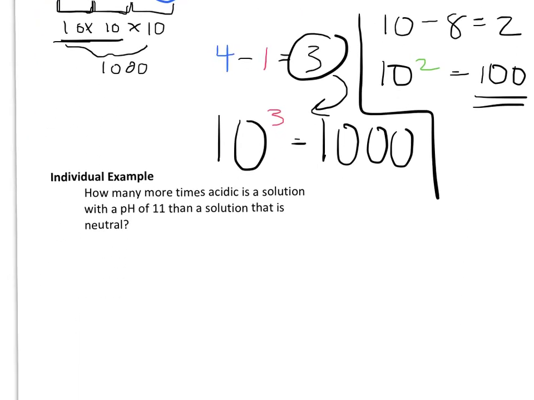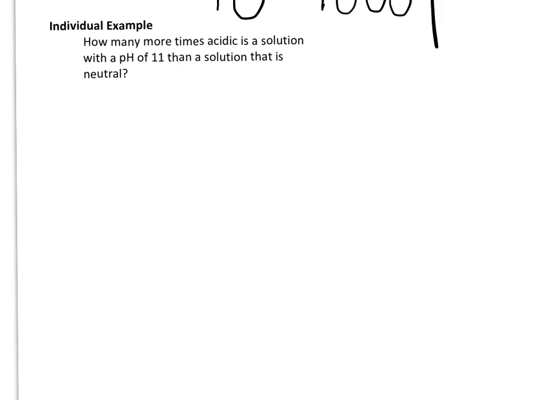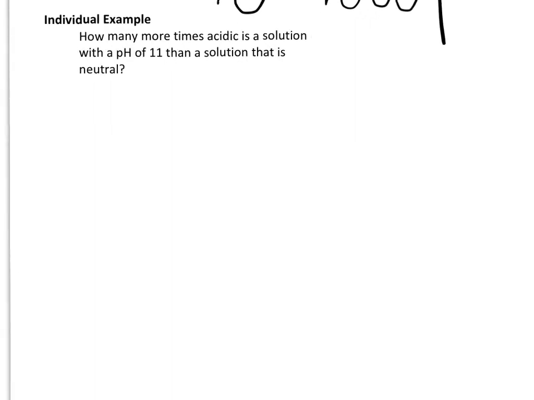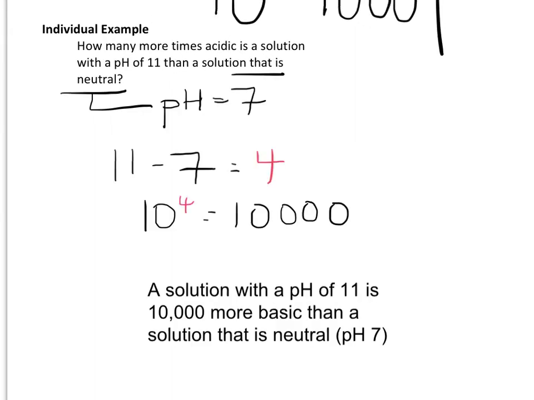Now let's scroll down here and you can pause the video to do this individual example. So looking at this example, it says how many times more basic is a solution with a pH of 11 than a solution that is neutral.